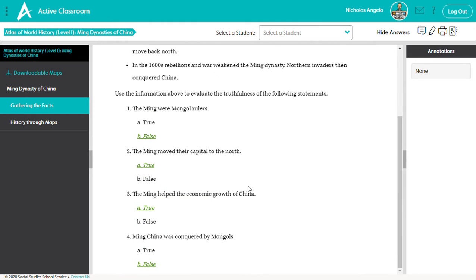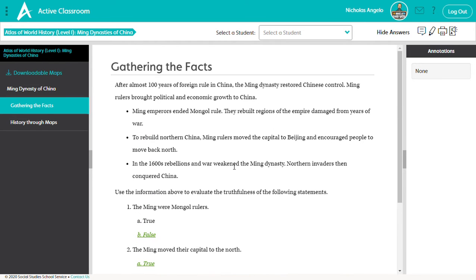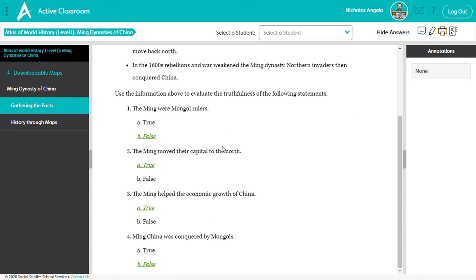Three, the Ming helped the economic growth of China. That's true also. And four, Ming China was conquered by Mongols. That's false. So the Mongols were in charge before the Ming got there. The Ming got rid of the Mongols, ended Mongol rule, and restored Chinese control to China. Okay?